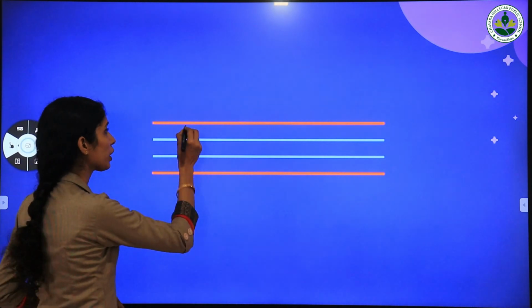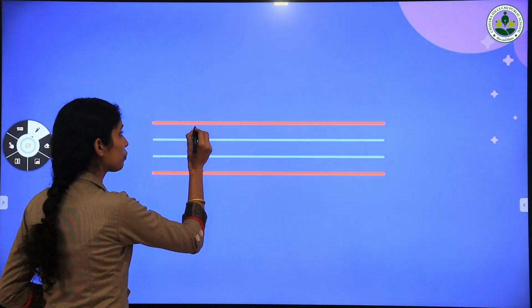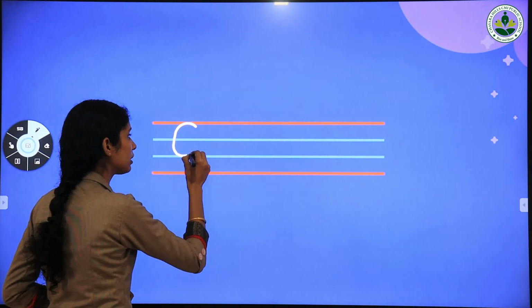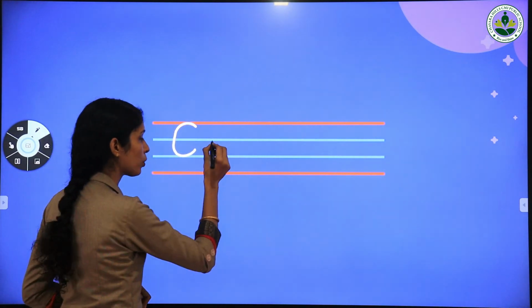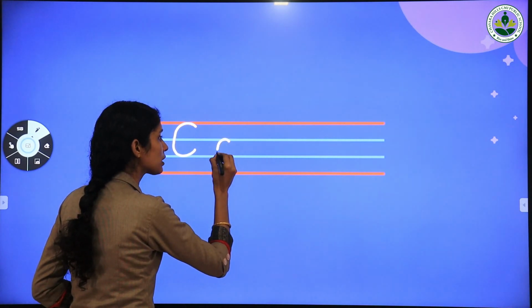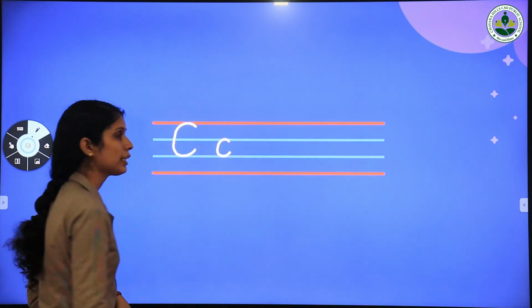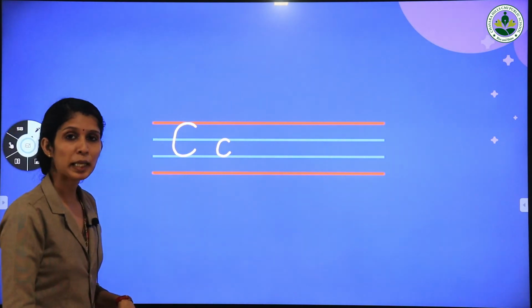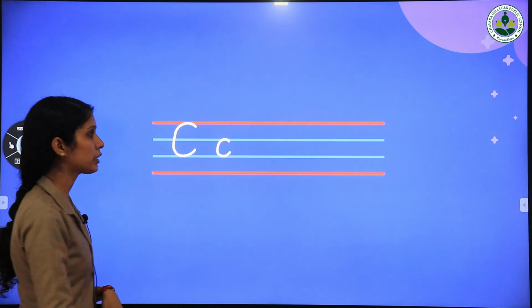And our next letter, which is letter C. Look at here, we draw a big curve from a red line to the second blue line like this. Capital letter C. Small letter C starts from the first blue line to the second blue line. It's small letter C.